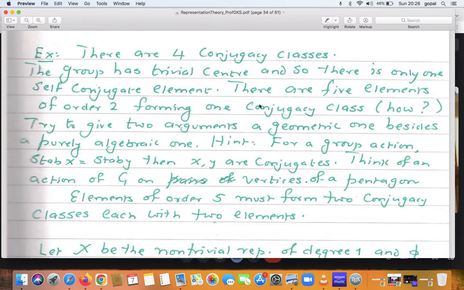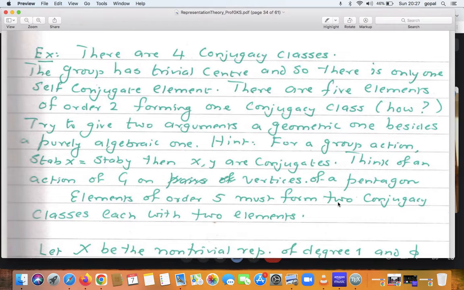Try to give 2 arguments, a geometric one besides an algebraic one. For example, for a group action, if the stabilizer of x equals the stabilizer of y, then x and y are conjugates. So draw the pentagon and tell me how the elements of order 2 form one conjugacy class. Give a geometrical argument to show that there is only one conjugacy class, rather than an algebraic argument. The algebraic argument can also be followed.